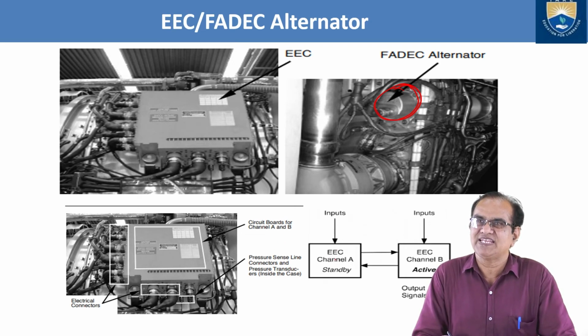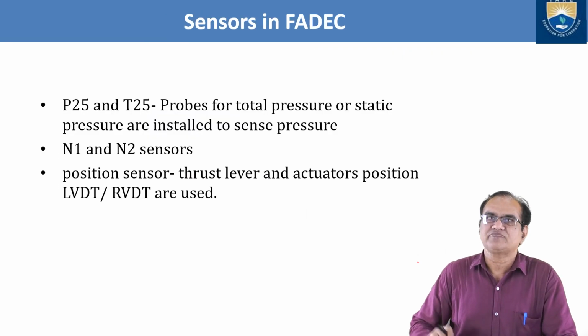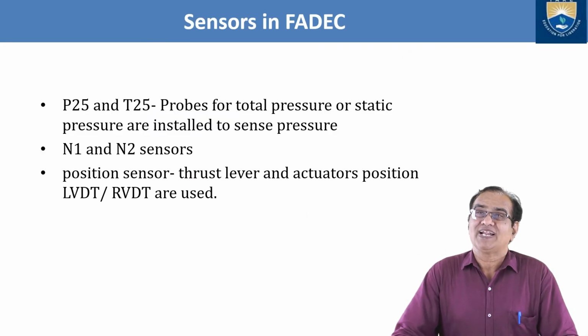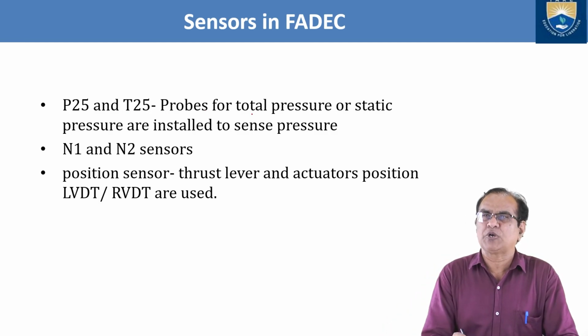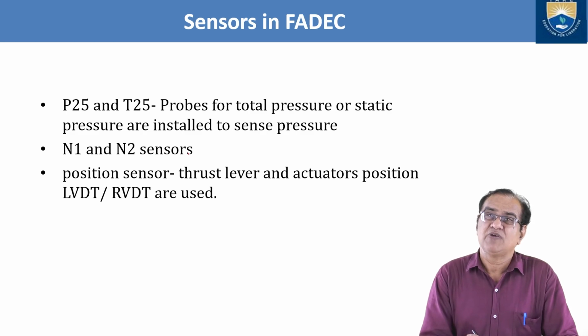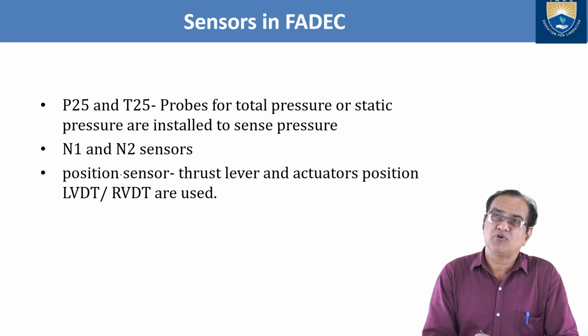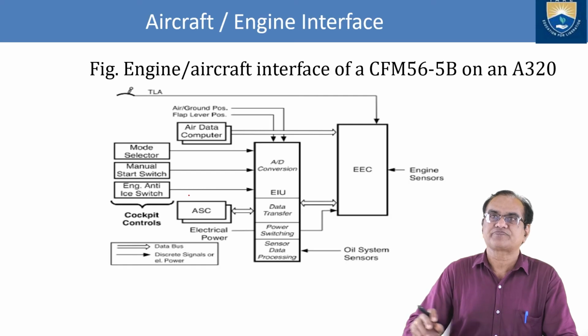Inputs we are giving to EEC, channel A standby, inputs to EEC channel and all. So what are the sensors in the FADEC? We have P25 and T25 probes for total pressure or static pressure, installed to sense pressure. P25 and T25, these are the probes to sense the pressure. N1 and N2 are the sensors which sense the RPM of the engine. Position sensors, thrust lever and actuator position, LVDT and RVDT are also used.